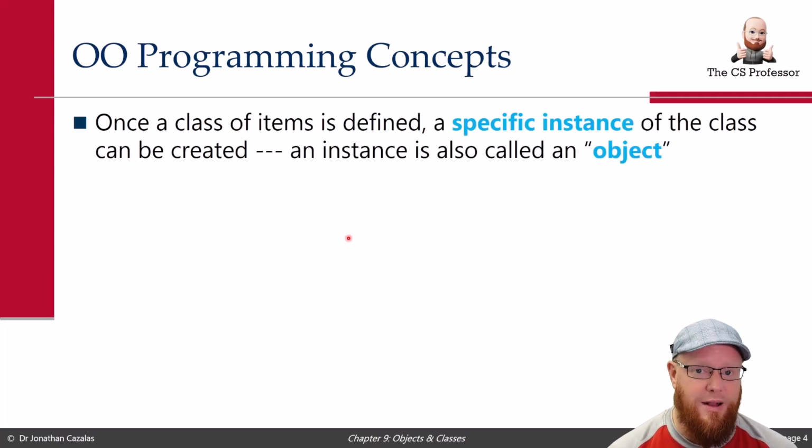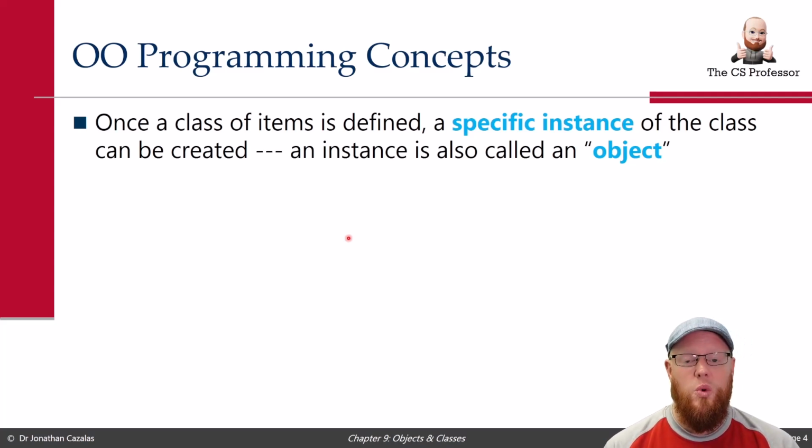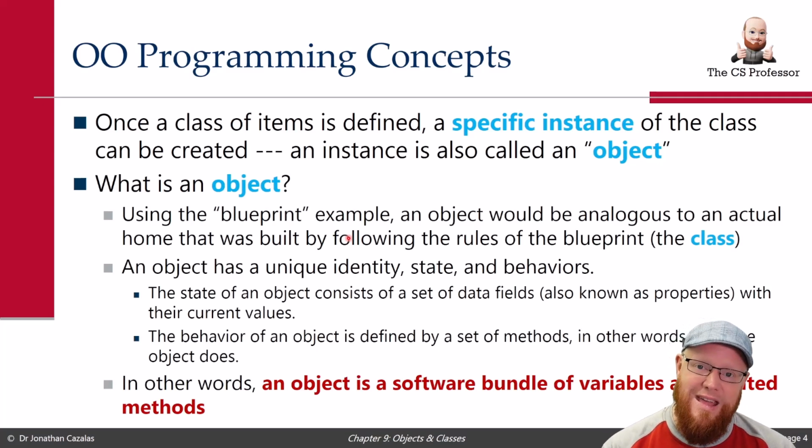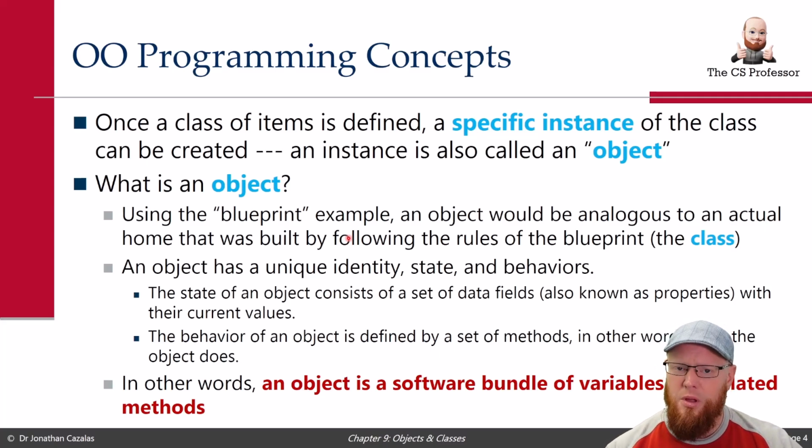And once we've created that class, once we've created that blueprint, we can then construct objects of that blueprint. And these objects, they're also called instances. Those are synonyms, instance and object. We can create a specific instance of that blueprint, which is an object. So using the blueprint example, the blueprint is the blueprint of the building, and the objects we created are the individual homes that we create from that blueprint. And the behavior of an object is specified by a set of methods that come from that blueprint as well.